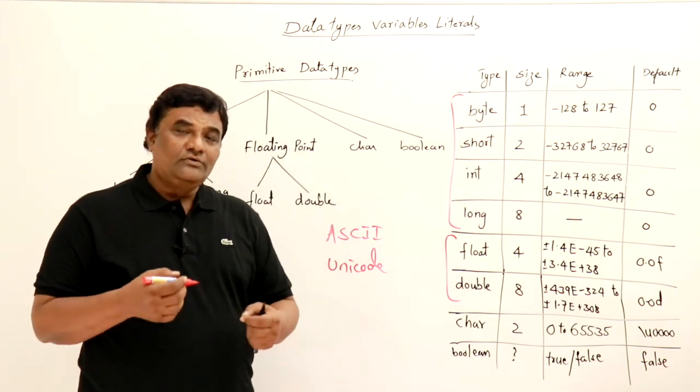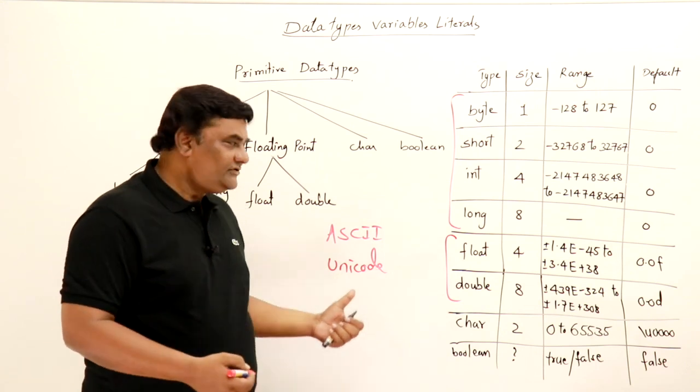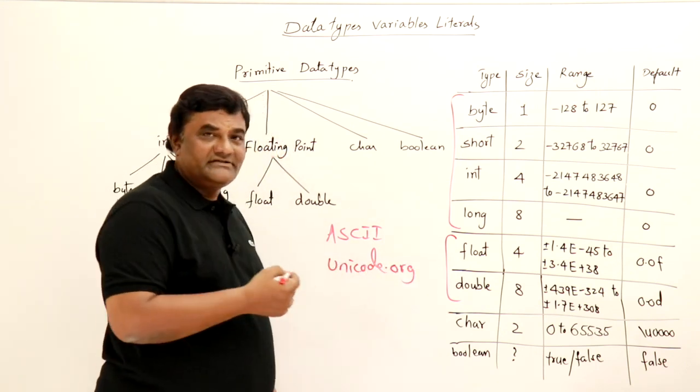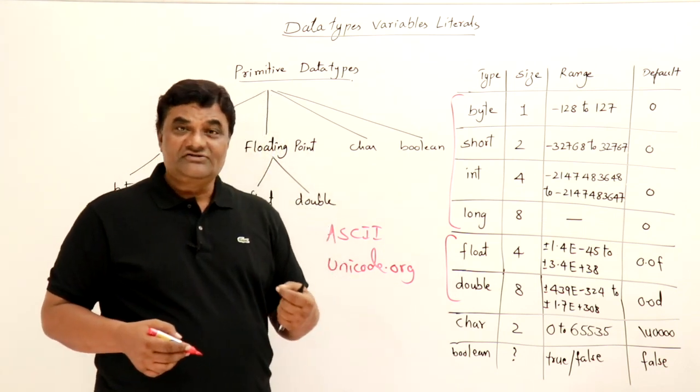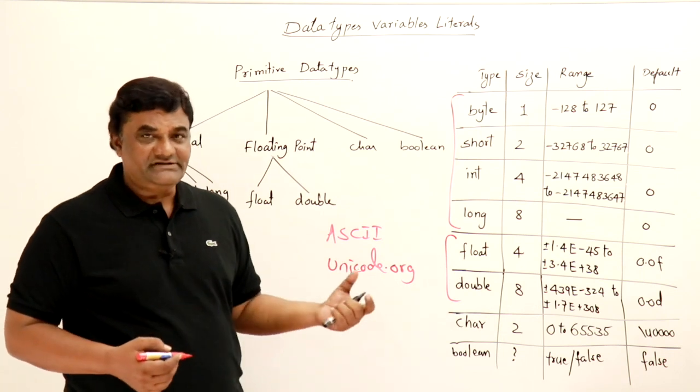If you know the Unicode of any alphabet, you can mention the Unicode. For knowing Unicodes, you can visit a website called unicode.org, or if you search in Google, you can find Unicodes for various natural languages and their alphabets. So you can pick up any alphabet and you can use it.